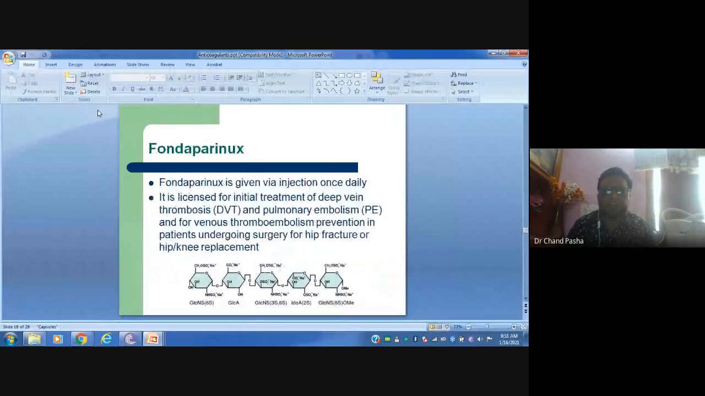And fondaparinux is given as an injection once daily, and its half-life is a bit high. The half-life is the time required for the degradation. So one injection is quite enough for a day. So it maintains good anticoagulation activity. Whenever you are expecting deep vein thrombosis or pulmonary embolism, that means the pulmonary veins got blocked, in such cases we'll be using this anticoagulant.